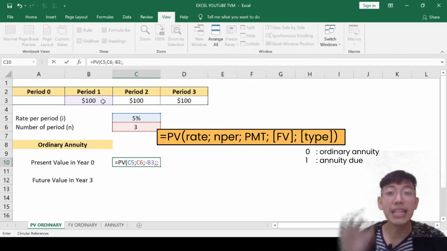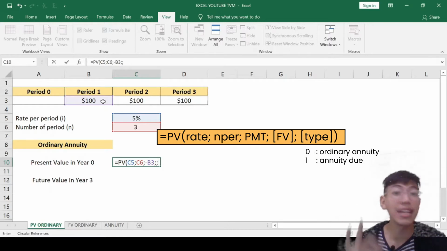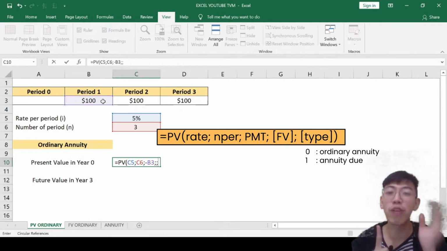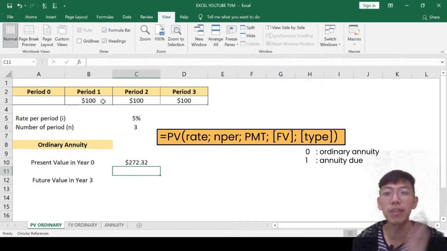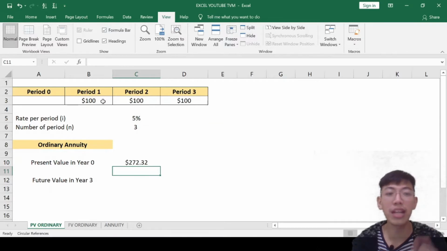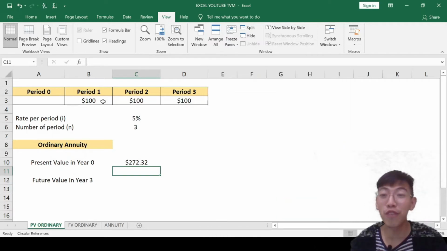And then 0 is for the end of the period. It is for ordinary annuity, right? 1 is for the beginning of the period. It is for annuity due. Because this is an ordinary annuity, choose 0. Okay? Close bracket, and then you will find the present value in period 0 is 272.32. It is the same, right, as our previous calculation, 272.32. How about the future value?